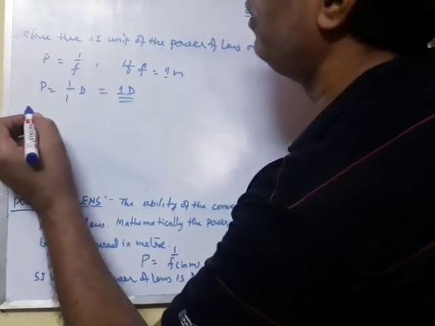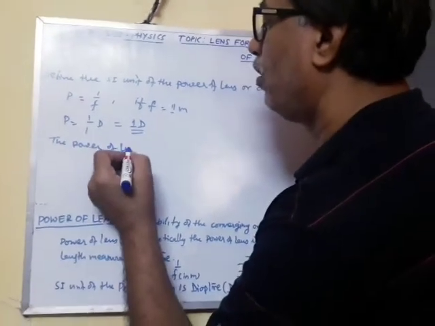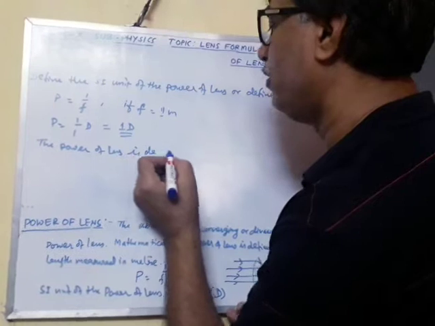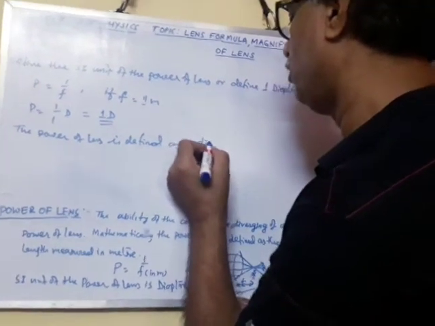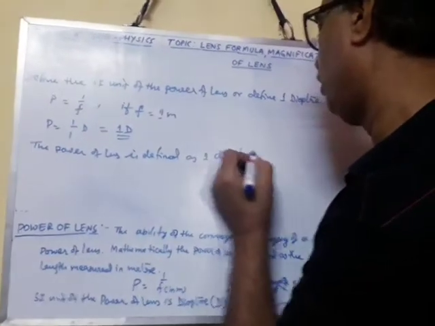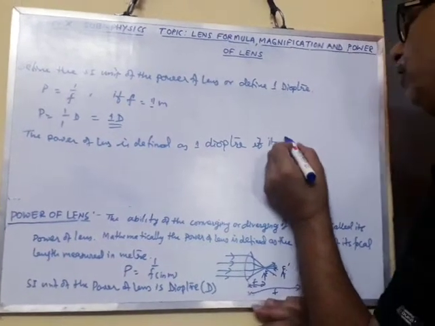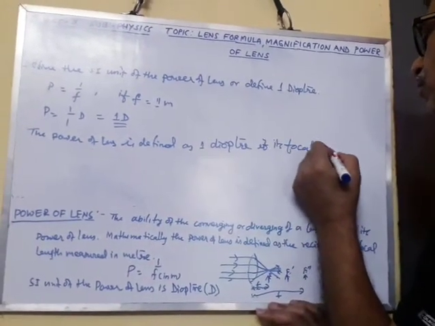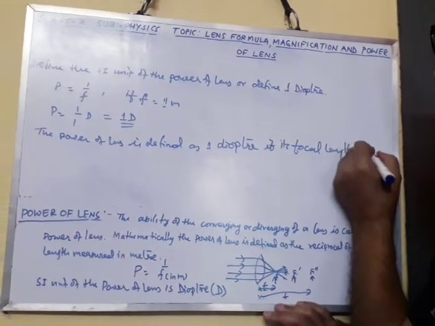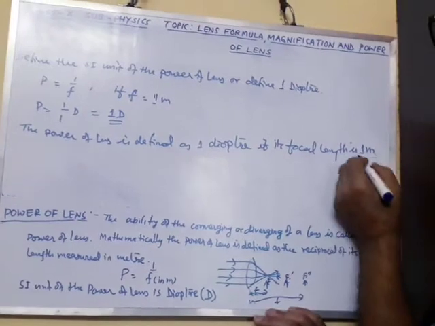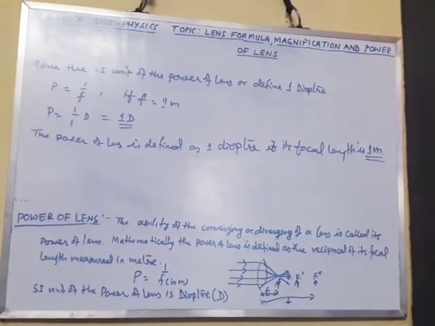So we can write here: the power of a lens is defined as 1 diopter if its focal length is 1 meter. Right? We can take some examples related to the power of a lens.